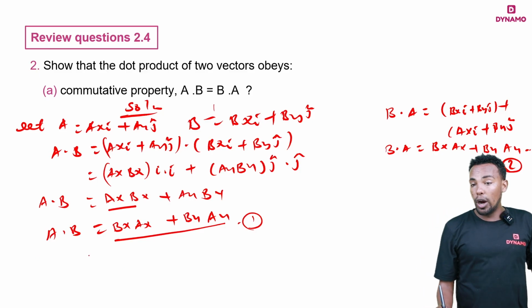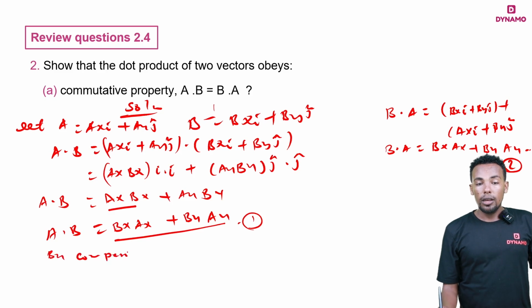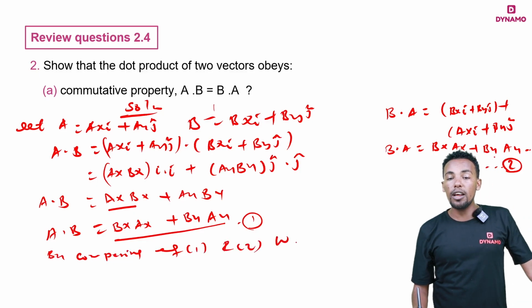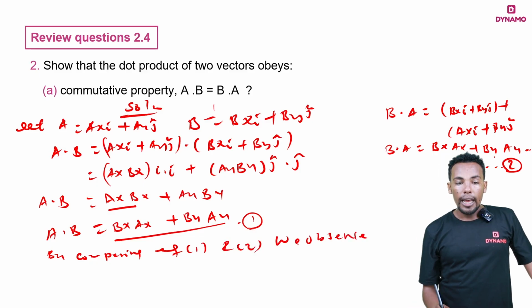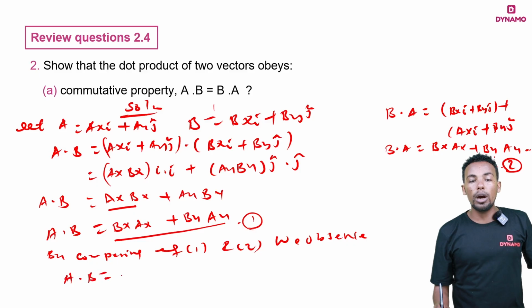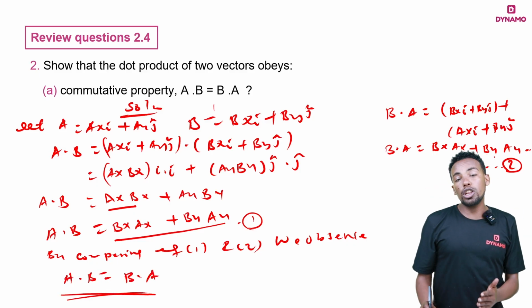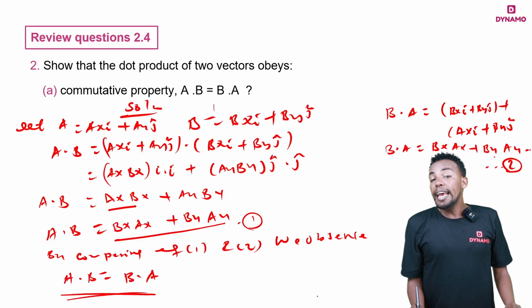By comparing equation 1 and 2, what we observe? We observe A dot B is equals to B dot A. Waa tokko garaagarummaa hin qabu. Kanaaf A dot B is equals to B dot A dha.